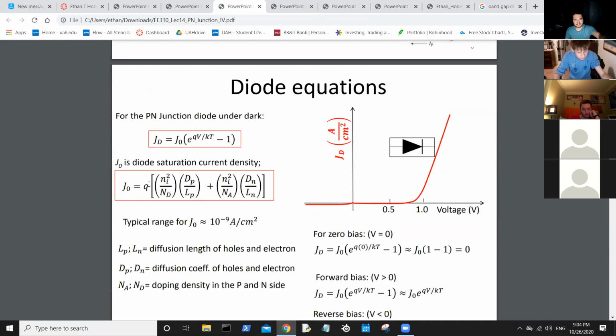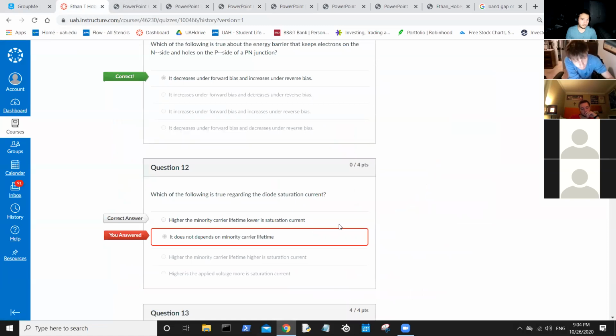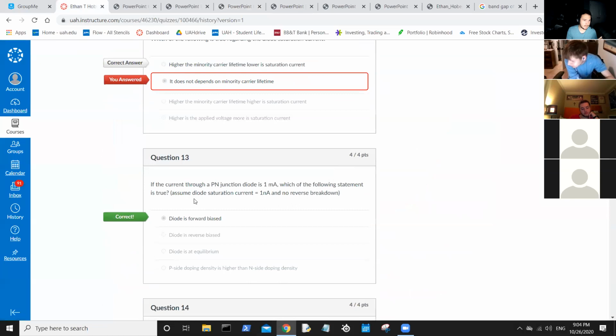But just in case, if you want to confirm it for yourself at any given time, you simply have to rewrite this formula with LP and LN subbed in from the MCDE equations that we're aware of, which is a square root of Dn tau n or Dp tau p. And then you can use that to know that, okay, the higher the minority carrier lifetime, the lower the saturation current will become. So that's why that's the correct answer.